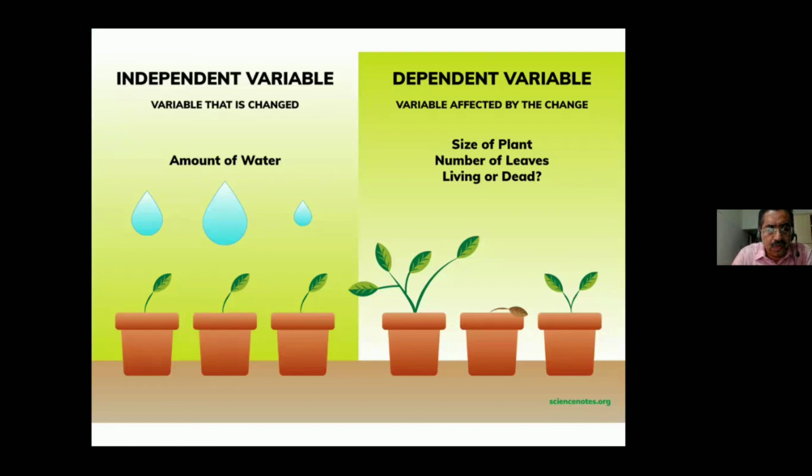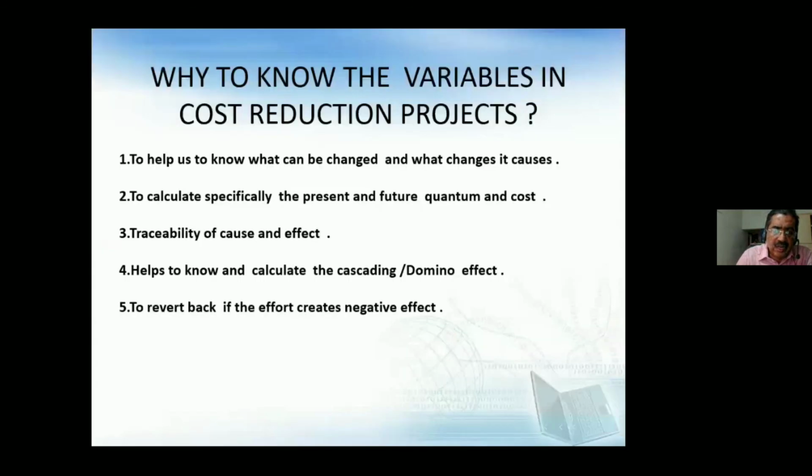A plant of this size might require, say, 1 liter of water a day. If you pour 3 liters of water, the plant will die because of overwatering. If you are giving only half a liter of water, then also the plant will become yellowish and start to die because of starvation of water. So any variable, if it is in excess, can also lead to destruction. So you need to know the variable, the quantity, and then you change it.